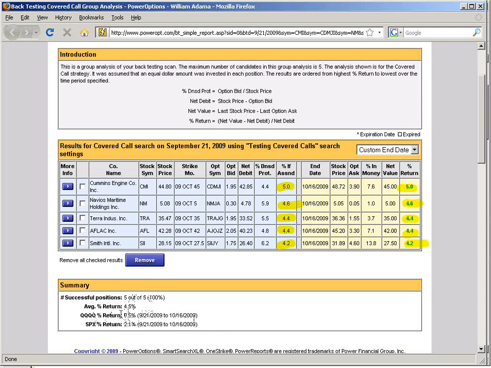Okay, what happened to the QQQs and SPX during that time? That's great. Okay.